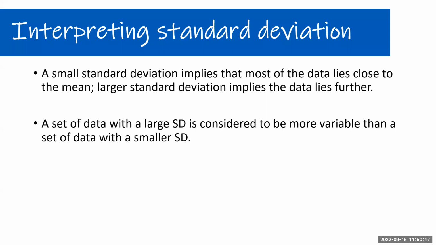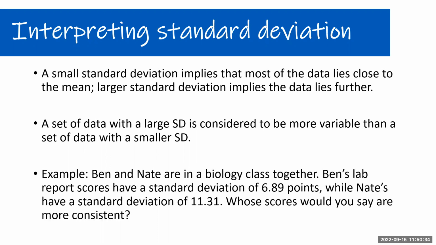Okay. If you have a set of data that has a larger standard deviation than a set of data with a smaller standard deviation, you're going to think like, hey, that smaller standard deviation is less variable. Okay. The one with a larger standard deviation is more variable. You expect that data to be more spread out.